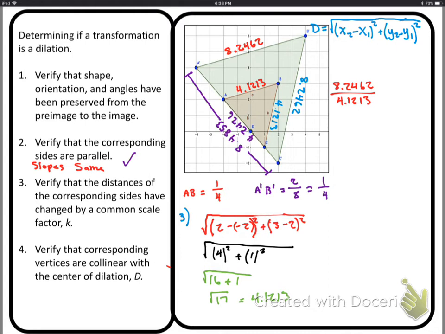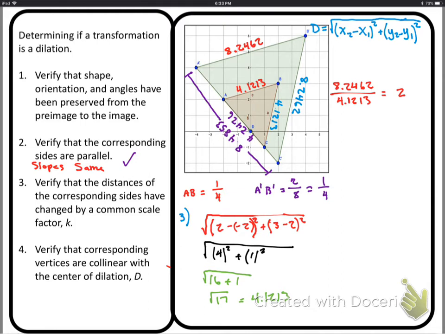So 8.2462 divided by 4.1213, and that gives me a scale factor of 2. There's a little decimals behind it, but we'll just do 2 just because the numbers are fairly close.